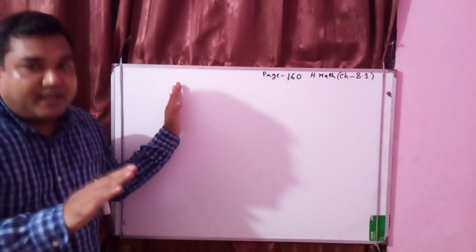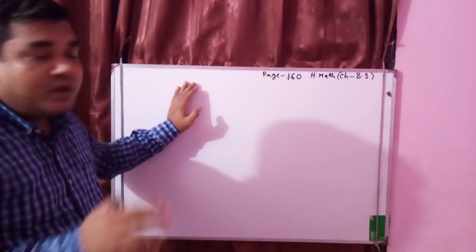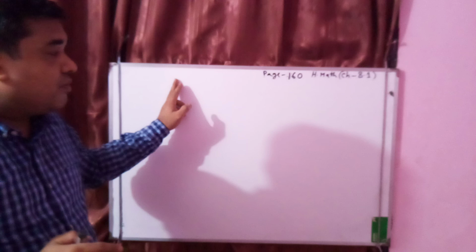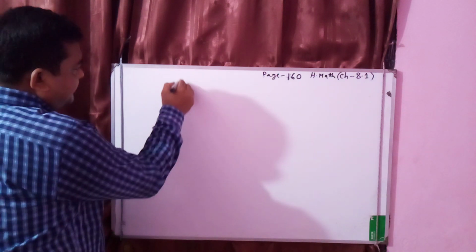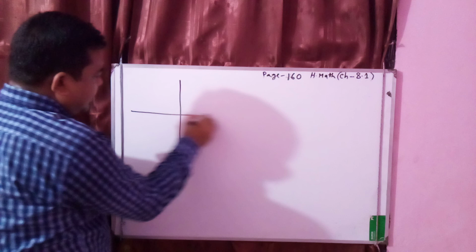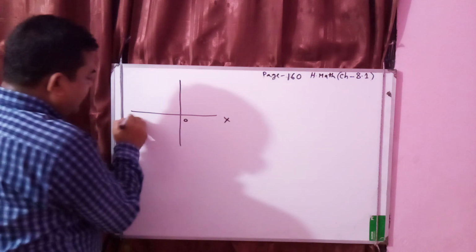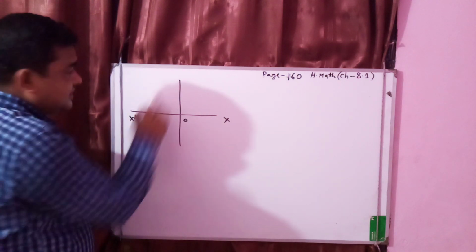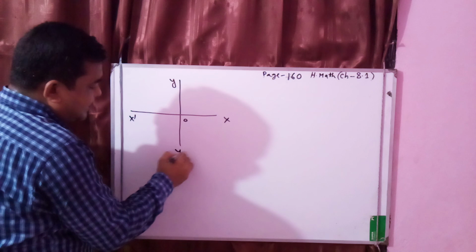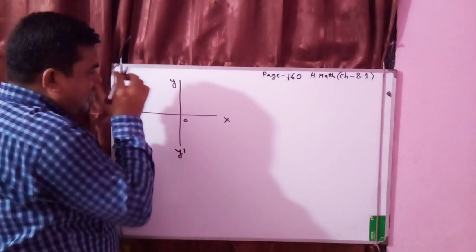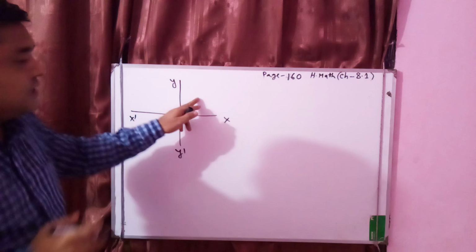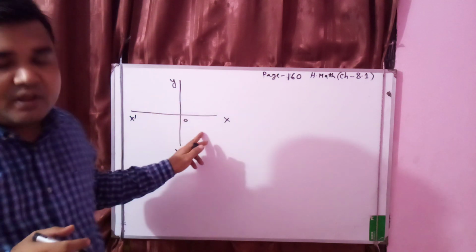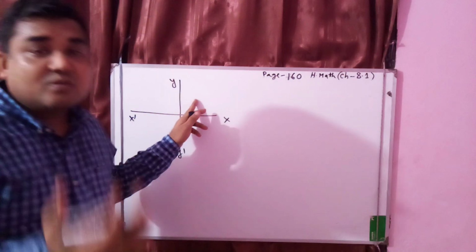In the xy plane, first we draw x prime, x, y prime and y. There are two x-axes: x prime x-axis and the y-axis. We see that there are four parts, number 1, 2, 3, 4. Each part is known as a quadrant.